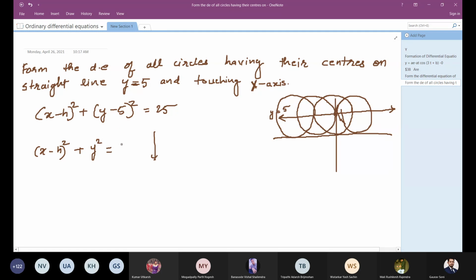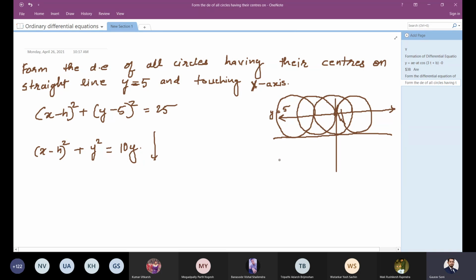Sir, can you tell how this equation is correct? Yes, Rishikesh, it would be x plus y into dy by dx equals 2h. Just a minute. Rishikesh, do you have some problem? Yes, sir. I can't understand how the equation comes.